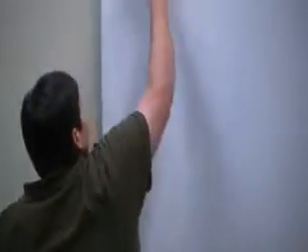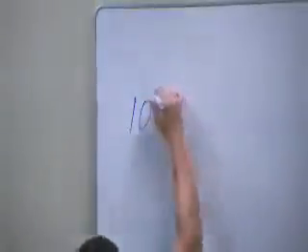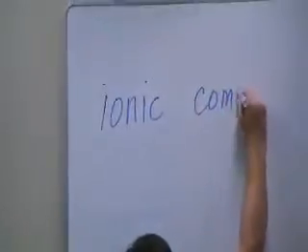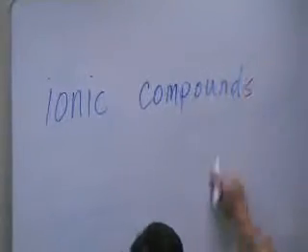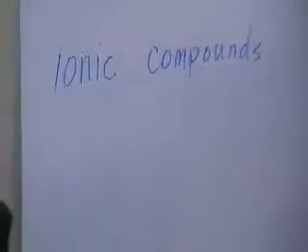So in naming them, there are 2 main types of compounds that we're interested in naming. The first are ionic compounds. And then the others are covalent compounds.